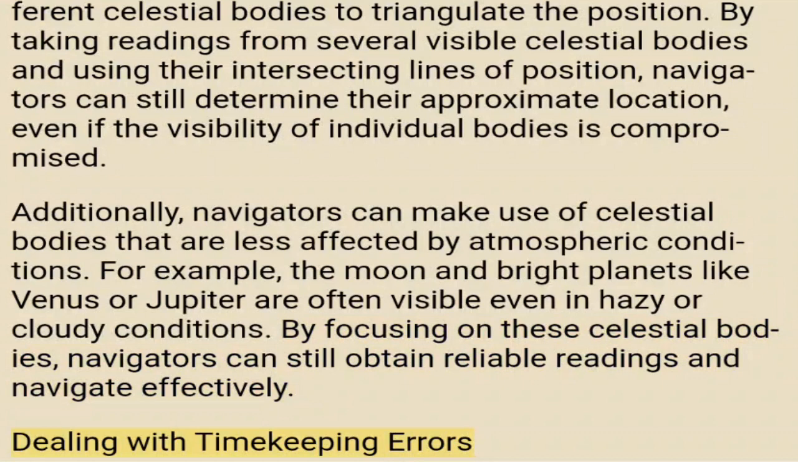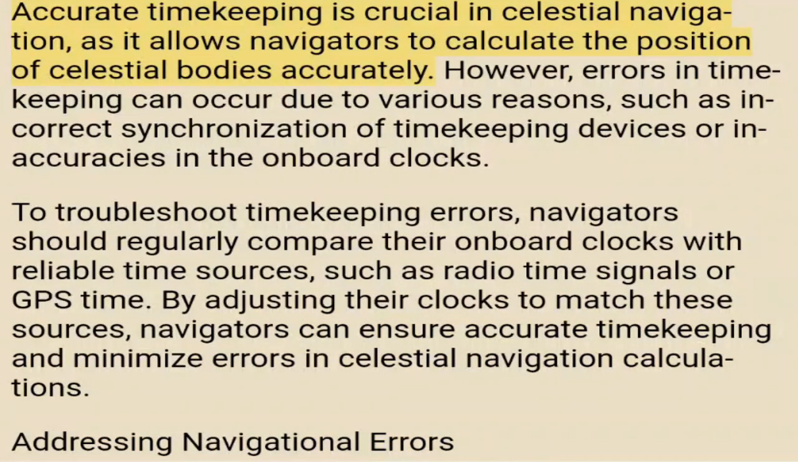Dealing with timekeeping errors. Accurate timekeeping is crucial in celestial navigation, as it allows navigators to calculate the position of celestial bodies accurately. However, errors in timekeeping can occur due to various reasons, such as incorrect synchronization of timekeeping devices or inaccuracies in the onboard clocks. To troubleshoot timekeeping errors, navigators should regularly compare their onboard clocks with reliable time sources, such as radio time signals or GPS time. By adjusting their clocks to match these sources, navigators can ensure accurate timekeeping and minimize errors in celestial navigation calculations.